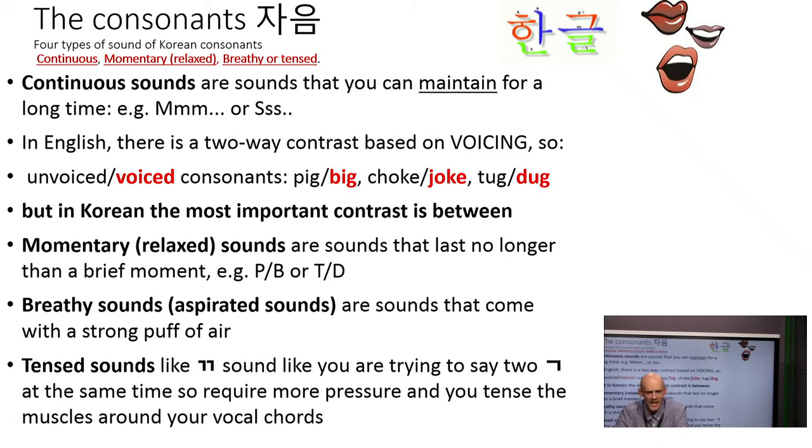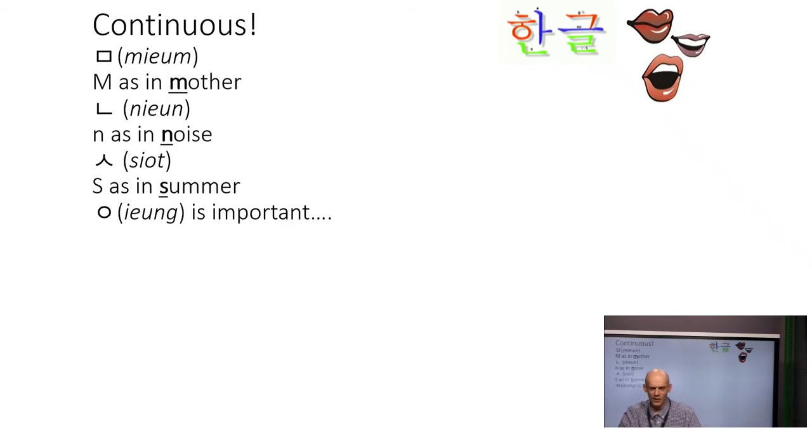And then tense sounds, sounds that are as though you're trying to get out 2 consonants at the same time. That requires more pressure, and you tense those muscles around your vocal cords, so it's very tense. G, d. Tensing up those muscles. I'm exaggerating, of course, but just to give you an idea. Let's have a look at some of those continuous sounds first.